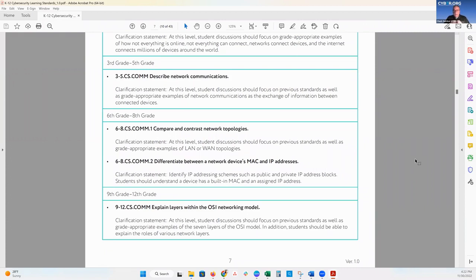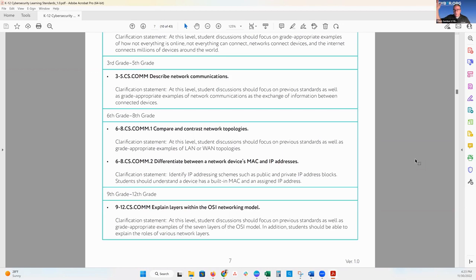When we talk about how networks can be formed and laid out to provide the most efficient method of communication opportunities. And then we're going to differentiate between MAC and IP address. And that talks a little bit about the device that I'm using and the information I'm giving away through the name that I call it or the identifiers that it freely gives away, because that's how it connects to a network, followed by 9-12, where now we're going to break this down into OSI.